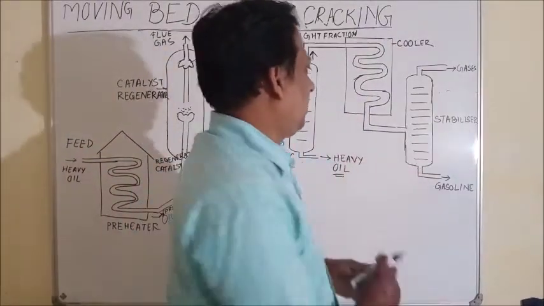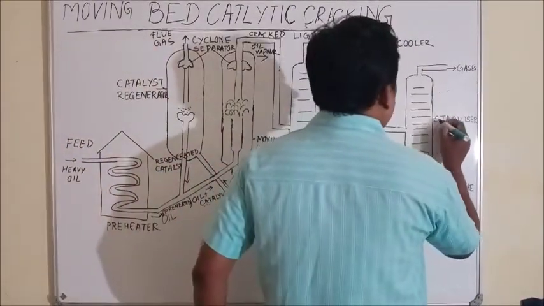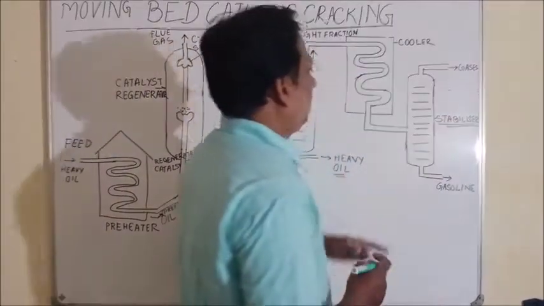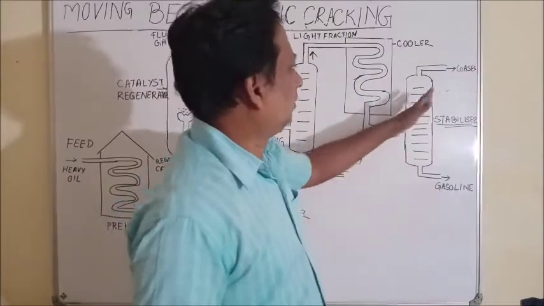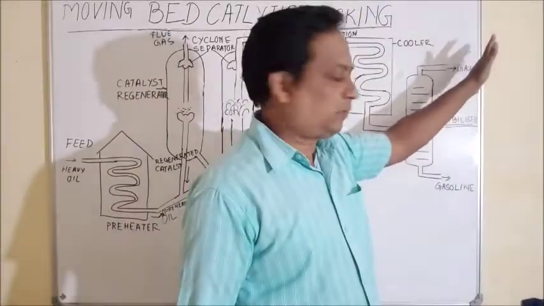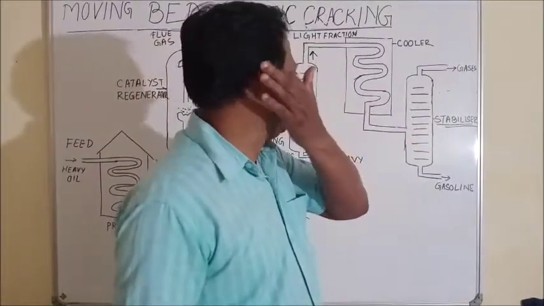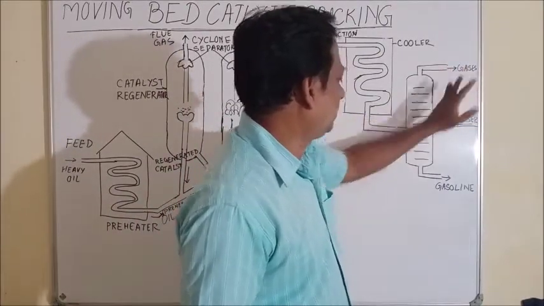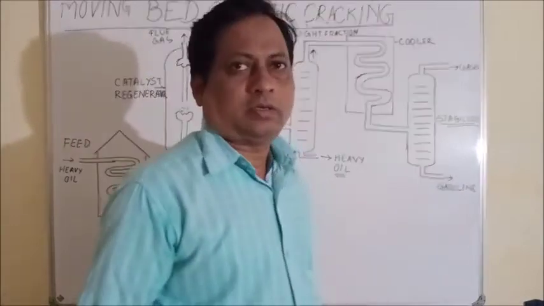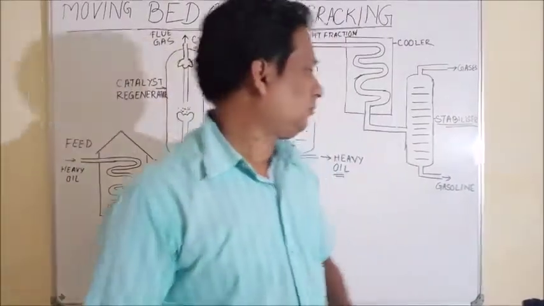So this is your stabilizer. Here the gases and gasoline are stabilized. Gases come up at the top, like your LPG, liquid petroleum gas, and natural gas. All these gases come out here, and the gasoline is collected at the bottom of the stabilizer.